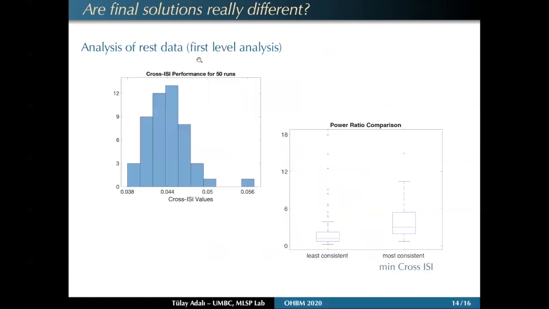Another example, so this one is a first level simple spatial ICA of fMRI analysis. So this is the distribution of the cross ISI values. Again, this is a normalized quantity between 0 and 1. So if I pick the lowest and here the highest, least consistent, and the most consistent run, which has the minimum cross ISI, and if I look at the power ratios of the estimated components, again, I see that these are higher, saying that, okay, I'm estimating more bold activated, bold related components if I select the run with the minimum cross ISI.